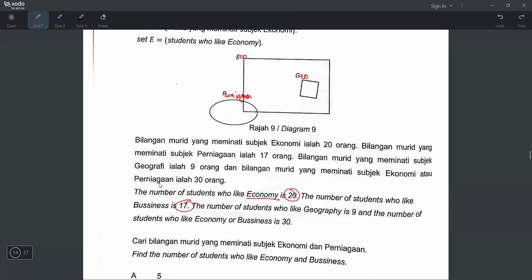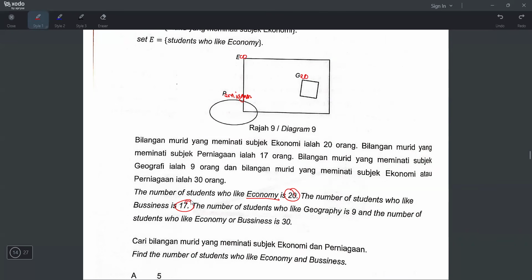Wait, hold on. Okay, I think I messed up. Economy is 20. Economy is this one. Sorry, economy 20 is the rectangle here, right? So it's actually the 20 is here plus here plus here. But we cannot write that because it's tiga tiga tambah, right? There's too many unknowns, so we can't write it.